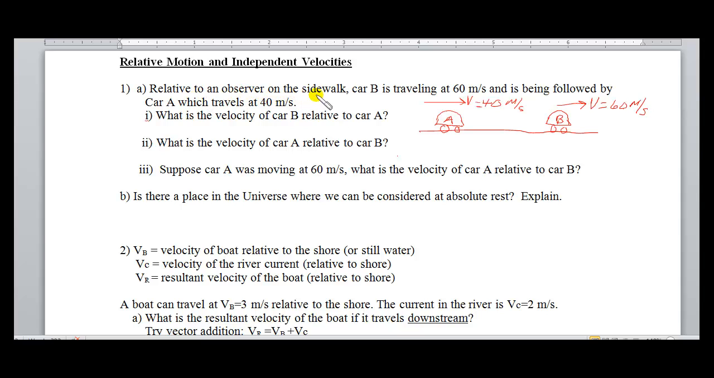Relative to an observer on the sidewalk, car B is traveling 60 meters per second and is being followed by car A, which travels at 40 meters per second. In other words, imagine you're standing on the sidewalk over here watching these two vehicles go by.